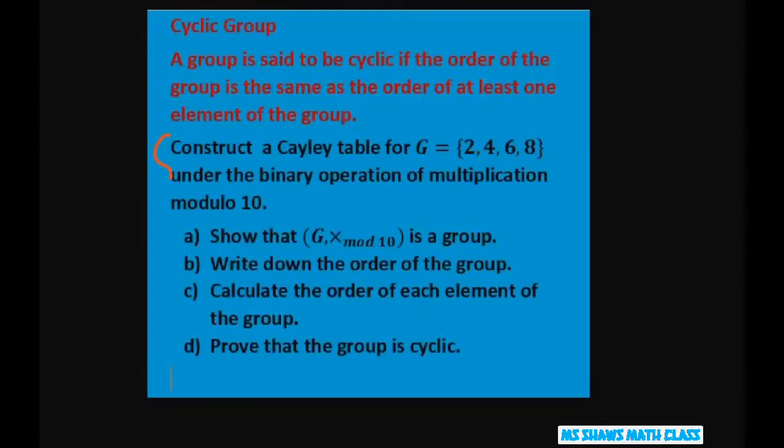We're going to construct a Cayley table for our group G, for an example, {2, 4, 6, 8}, under the binary operation of multiplication modulo 10. And we're going to show that it's a group, write down the order of the group, calculate the order of each element of the group, and then hence prove that the group is cyclic.